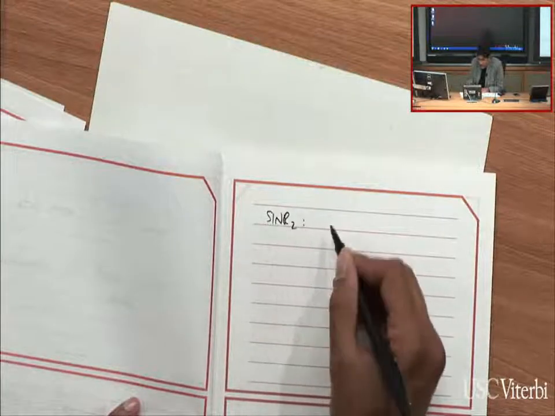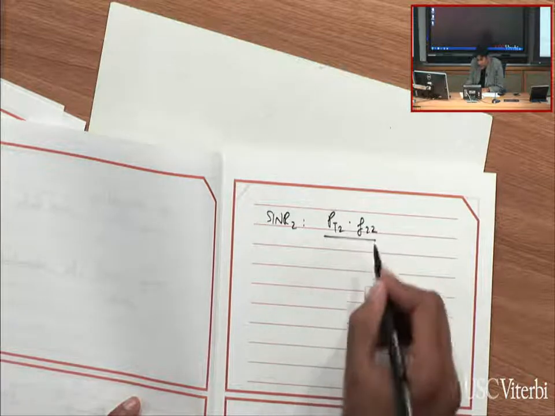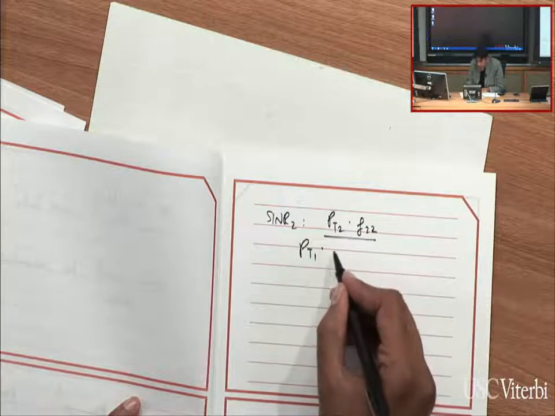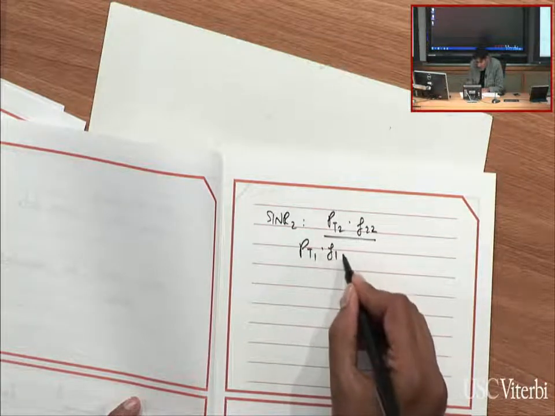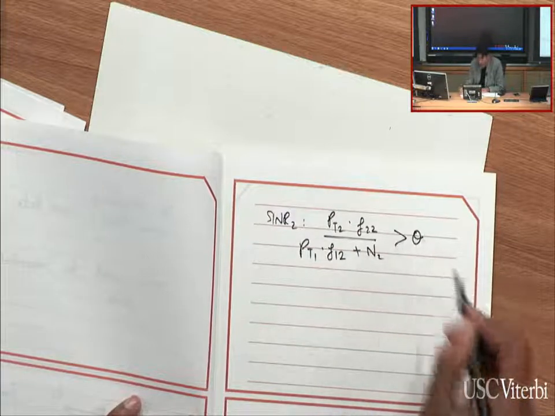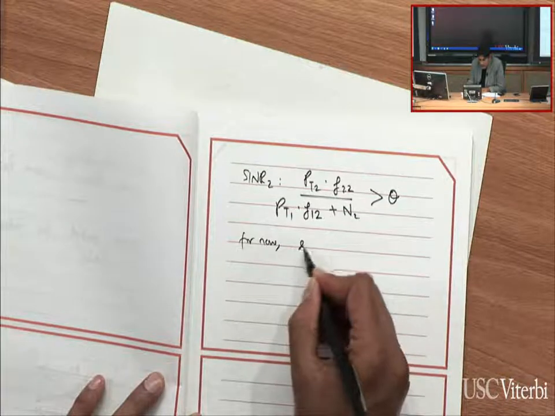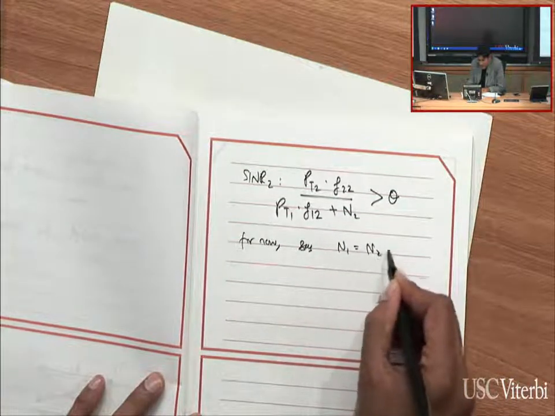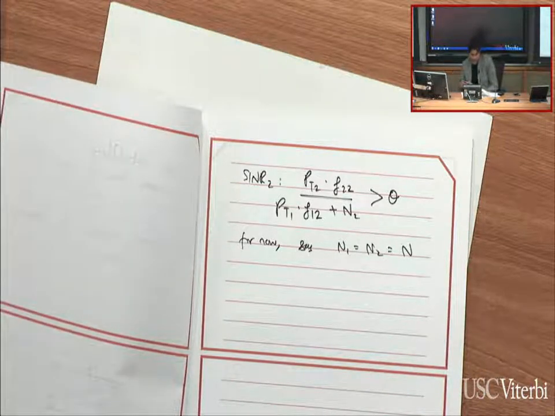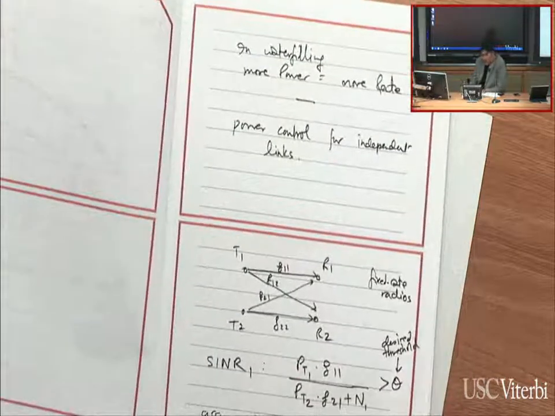Similarly, SINR 2 is the transmit power for node 2 times the gain on its forward link, over the transmit power of the other transmitter times the gain from that transmitter to your receiver plus the noise at receiver 2, and it must be bigger than theta. And for now, say N1 equals N2 equals N. Just the noise at each receiver is the same. Let's assume they're similar receivers. They don't have any other differences between them.